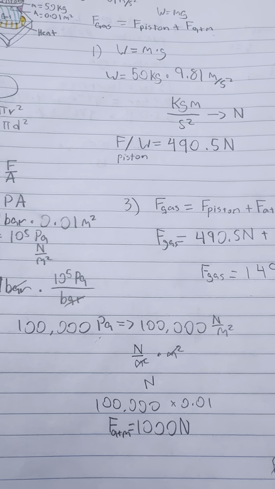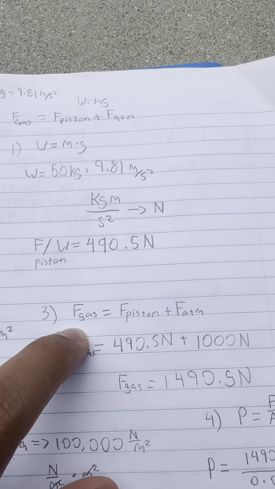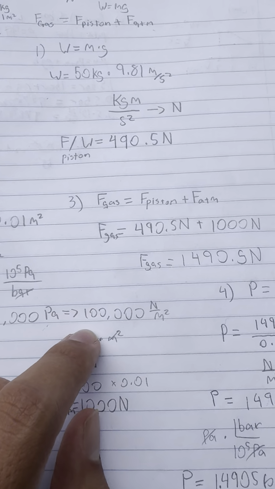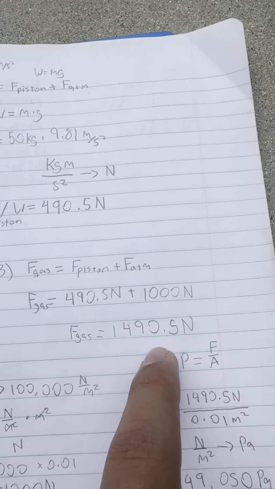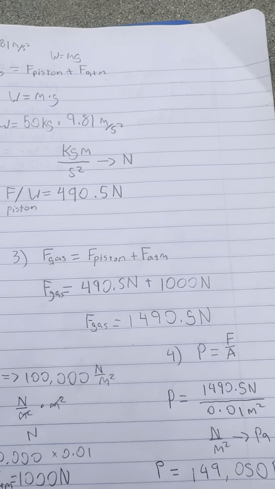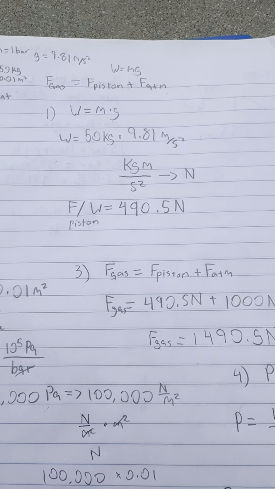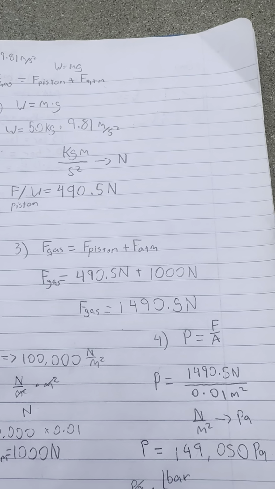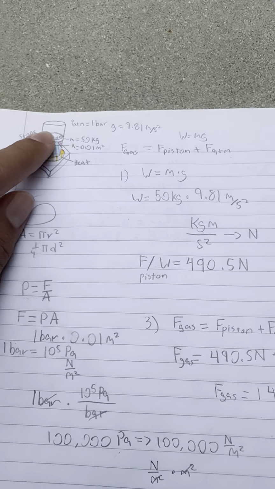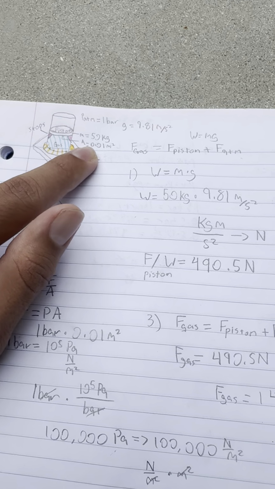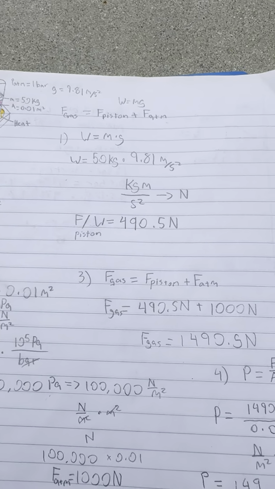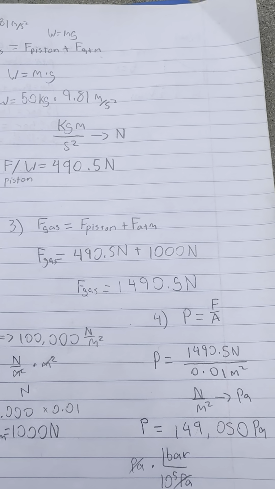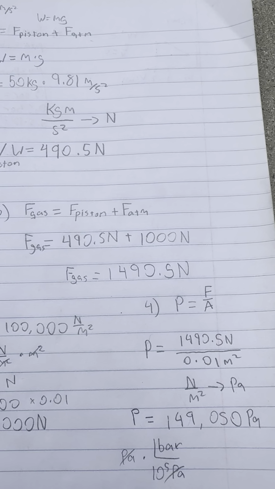And now, we must find the force of the gas. Simply, you just add your two forces, which you solved for, and you get 1,490.5 newtons. And so now here's what I was talking about. Using this force and the area, we are solving for the pressure in bar required to lift the piston. So we have the force, and we have the area, which I said is just a circle, nothing obstructing it, so you don't need to subtract anything from your total area.